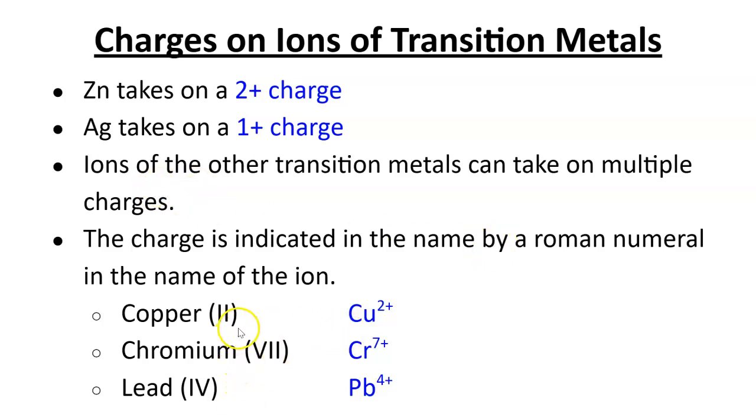If you look at the copper box, copper can take on both a plus 1 and a plus 2 charge. We use a Roman numeral to tell us what charge it is. So copper, Roman numeral 2, means 2 plus. Chromium, Roman numeral 7, means 7 plus. And lead, Roman numeral 4, means 4 plus. You should be familiar with the Roman numerals 1 through 7.